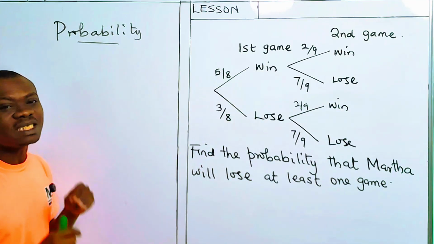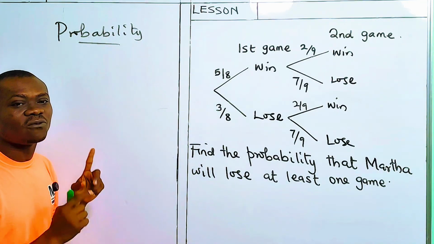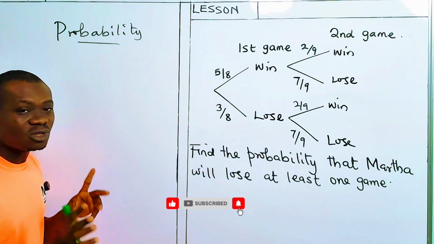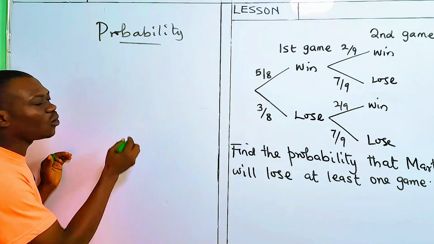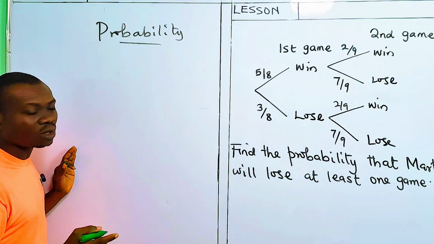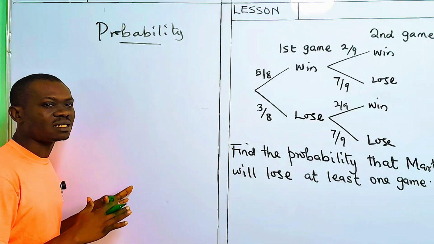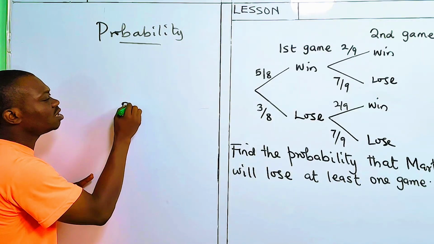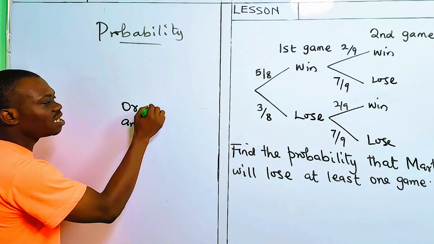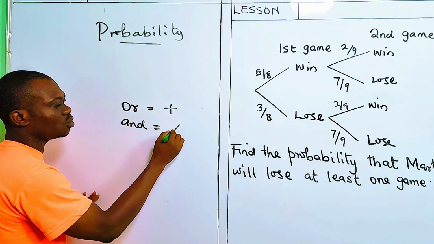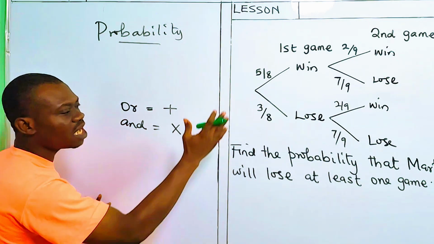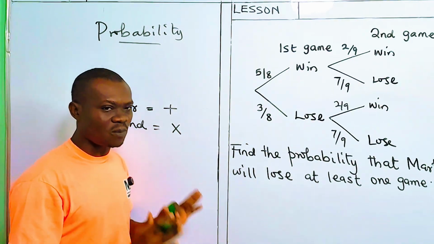Now, in probability, it's important that you understand the concept of mutually exclusive events and independent events. Those two are very important. They will help you know when to add, that is the addition law, and when to multiply, the product law. When two events are mutually exclusive, you add; that's when you see the word or. When they are independent, you multiply; that's when you see the word and. This is very important when solving probability questions.